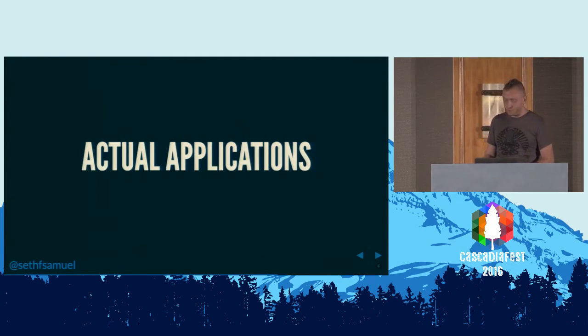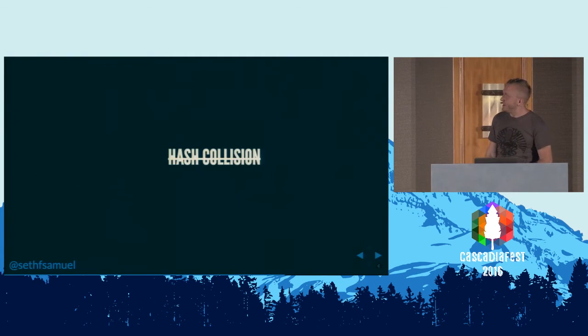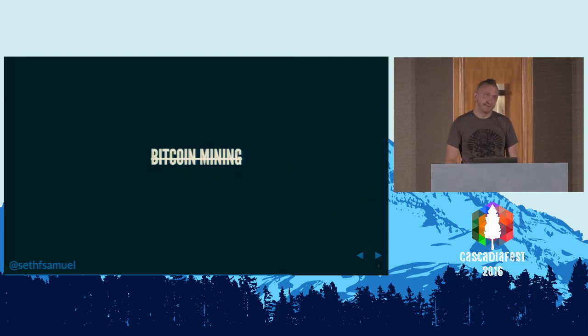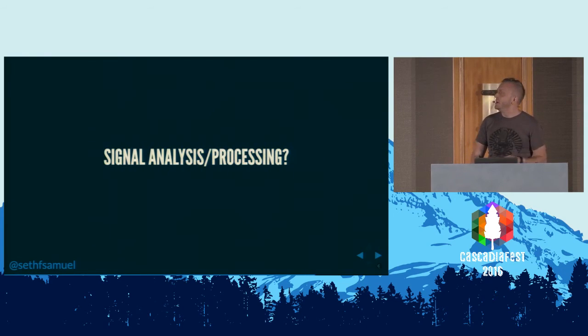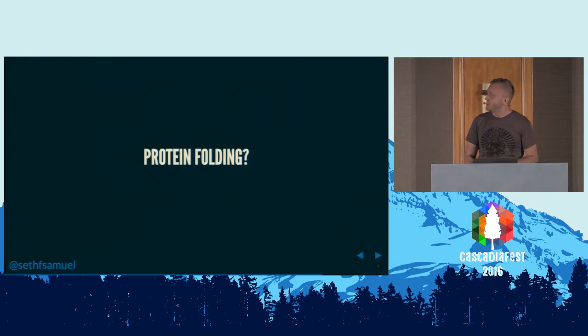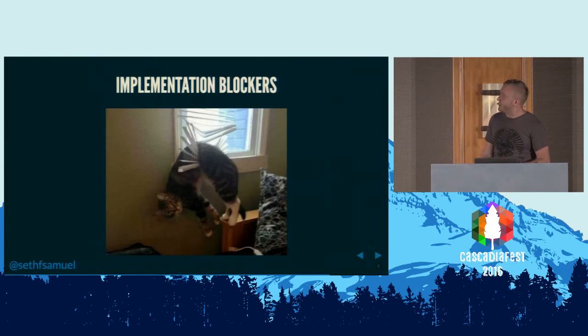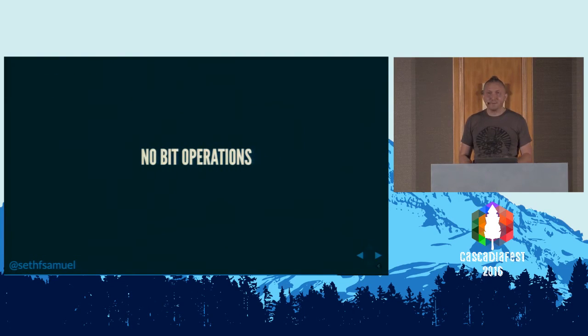All right, actual applications. What can we actually use this for? Can't use it for hash collision. Can't use it for Bitcoin mining. Can't use it for media coding. Maybe machine learning. That one actually I haven't gotten to work yet, but hopeful. Signal processing, maybe. Protein folding, maybe. All right, so what are our actual blockers to these cooler applications? Again, much like trying to eat an entire block of cheese, this has happened to all of us at one time or another. That's not my cat, but my cat would totally do that.